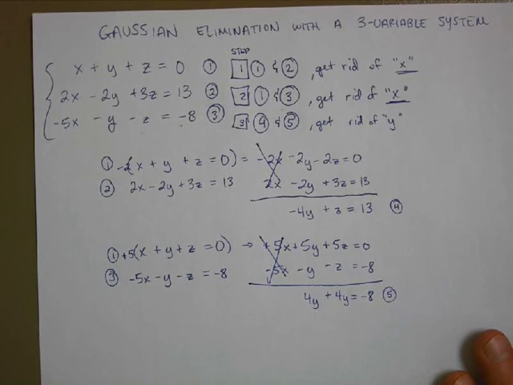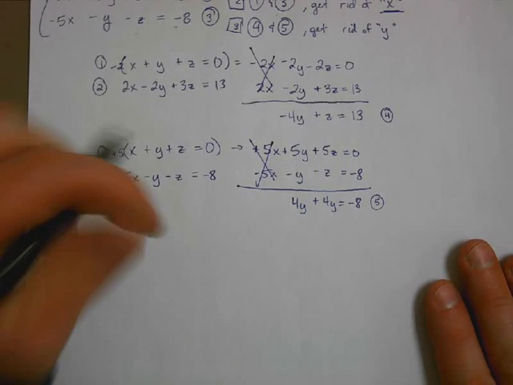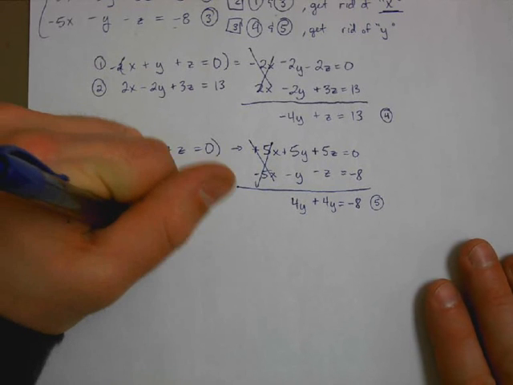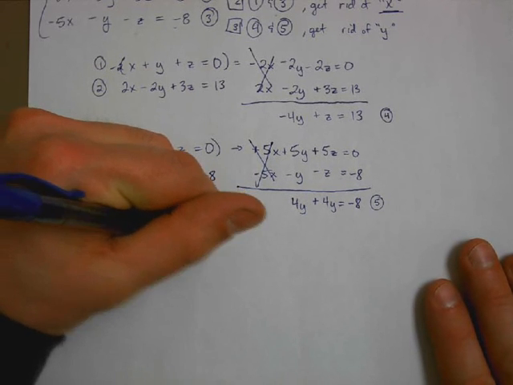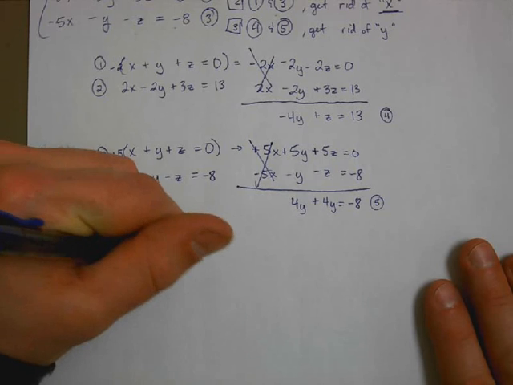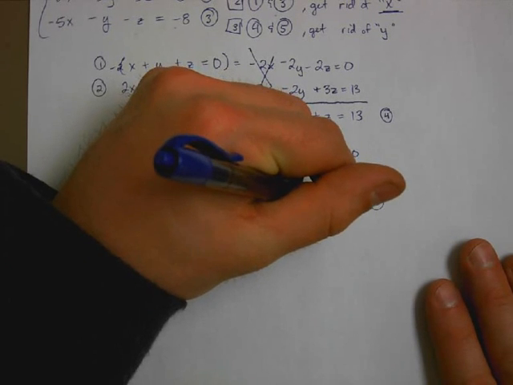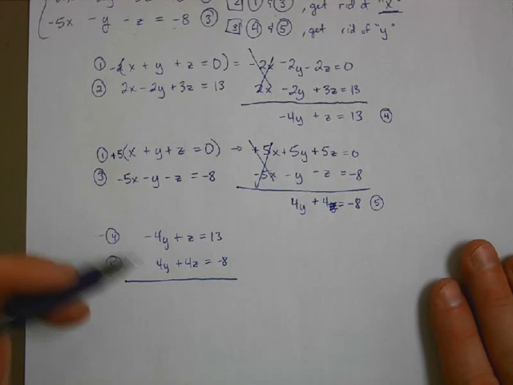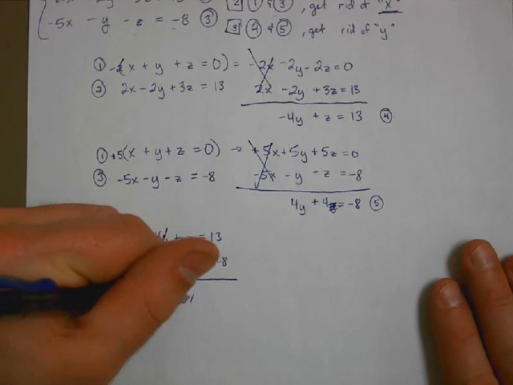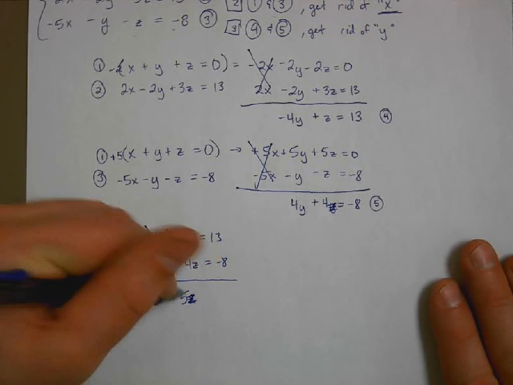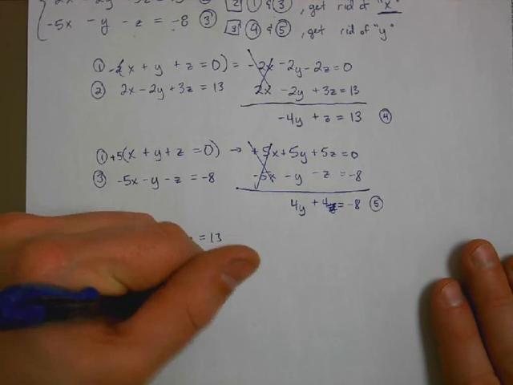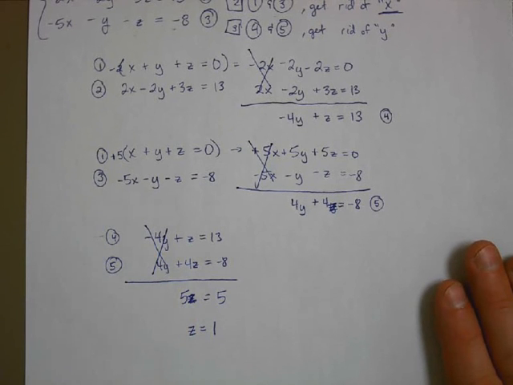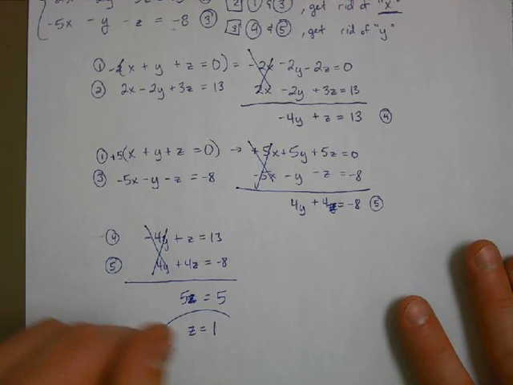If I combine equations 4 and 5, that means that I have -4y plus z is equal to 13, and 4y plus 4z is equal to -8. And look there, I can just straight add them up. I get 5z is equal to 13 minus 8, which is 5. So z must be 1. So I've solved one of them.